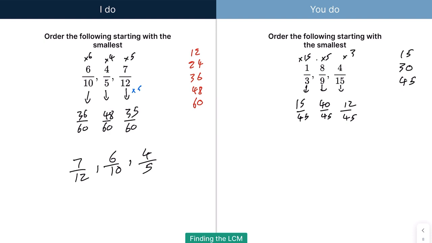So I can see the smallest here is 12, 15, 40. So my answer is going to be 4 over 15. And then it's going to be 1 over 3. So I can cancel this one out. And then finally, we're just left with the 8 over 9.